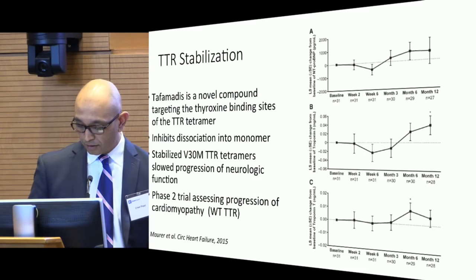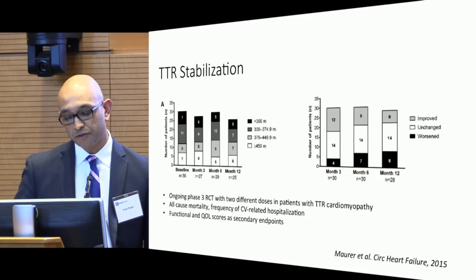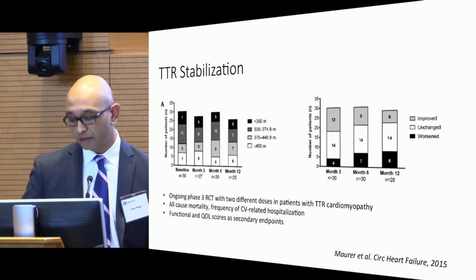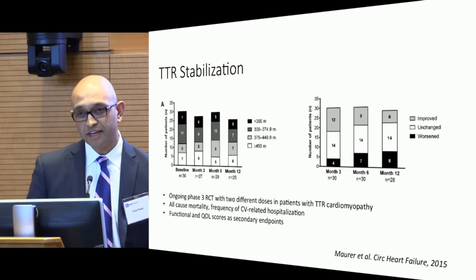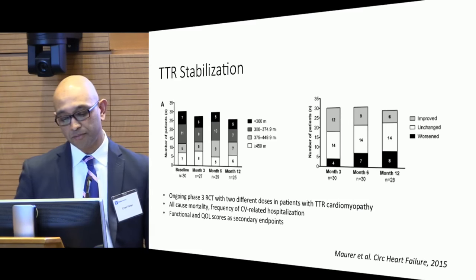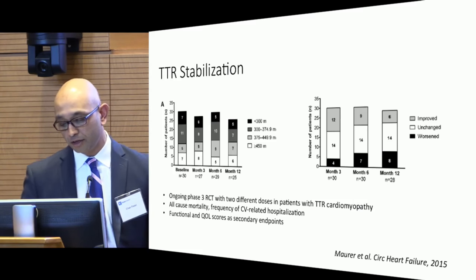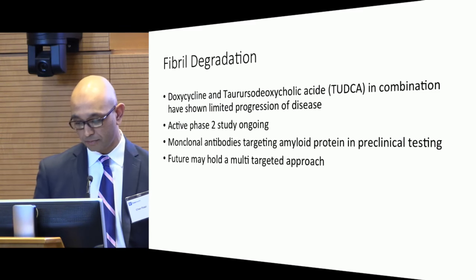Those investigators went a little bit further and actually looked at functional data, and in patients who were treated with tafamidis, showed that functional status actually improved early after initiation of therapy, but then did worsen over time. So based on these data, there's an ongoing phase 3 randomized controlled trial with 2 different doses in patients with known TTR cardiomyopathy, biopsy-proven TTR cardiomyopathy, with endpoints of all-cause mortality and frequency of cardiovascular-related hospitalization. And they're also looking at functional and quality of life status as secondary endpoints.